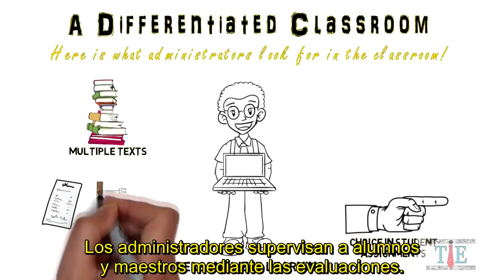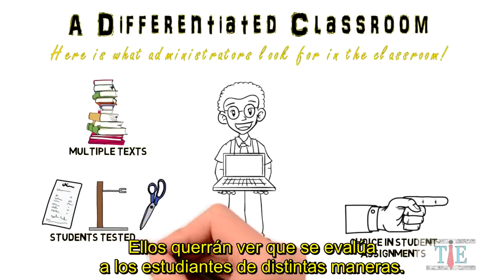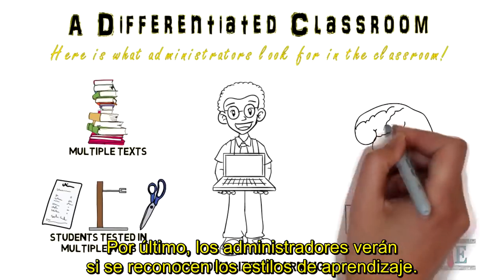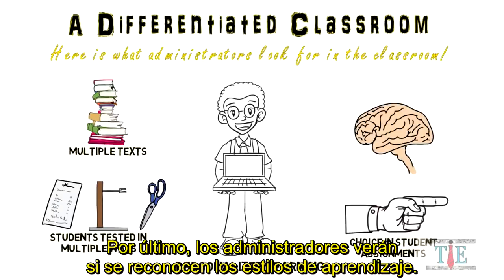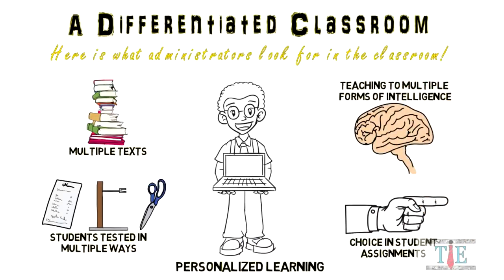Administrators like to monitor students and teacher through assessments, and they will look to see if students are being assessed in a variety of ways. Lastly, administrators will look to take notice if there is an acknowledgement of student learning styles. There should be teaching to multiple forms of intelligence.